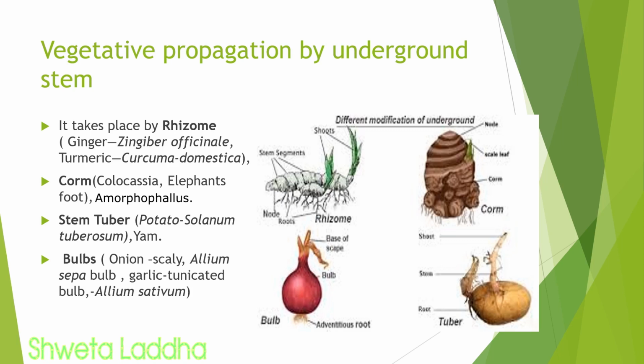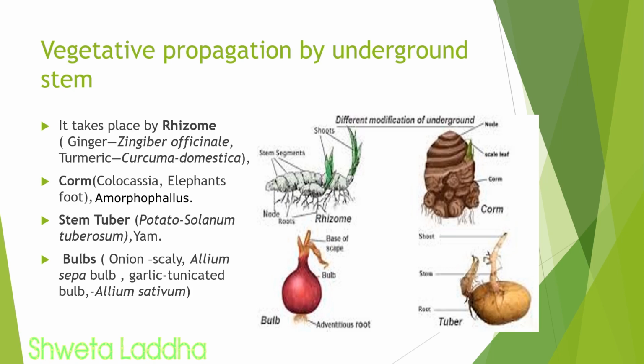It can be found in ginger, that is Zingiber officinale, or turmeric, haldi, Curcuma domestica, which shows sympodial, that is lateral growth. Both of them have nodes, internodes, axillary buds, and through these axillary buds, they give out leaves which form new shoots and new plants arise.